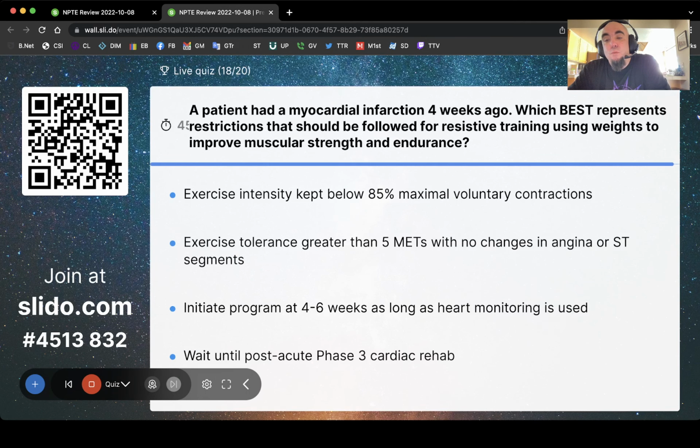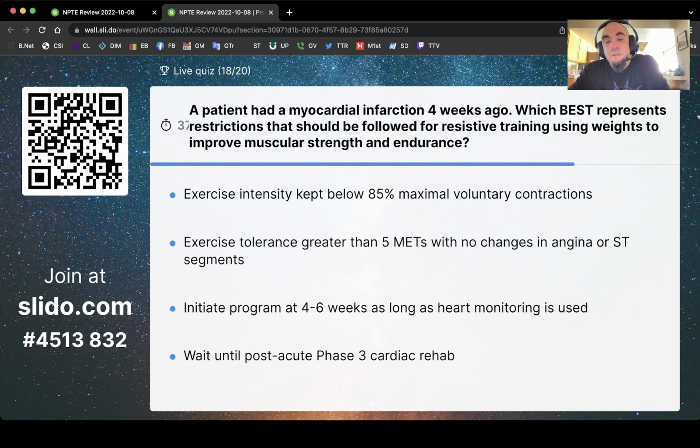Patient had an MI 4 weeks ago. Which best represents the restrictions that should be followed for resistive training using weights to improve muscular strength and endurance? Intensity should be kept below 85% max voluntary contraction. Exercise tolerance greater than 5 minutes with no changes in angina or ST segments. Initiate program at 4 to 6 weeks as long as heart monitoring is used. Wait until post-acute phase 3 cardiac rehab.